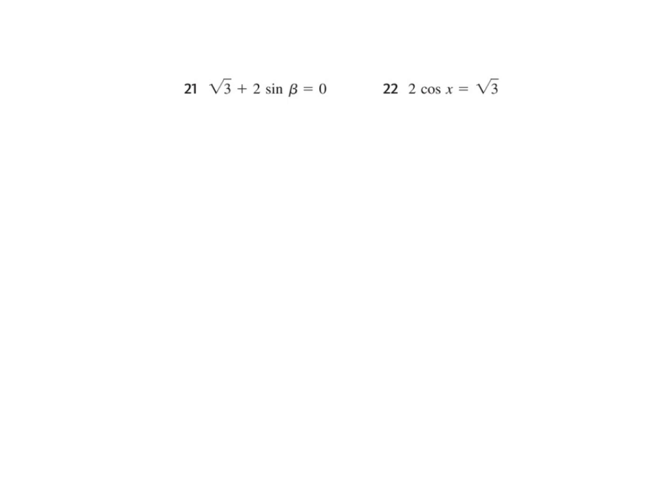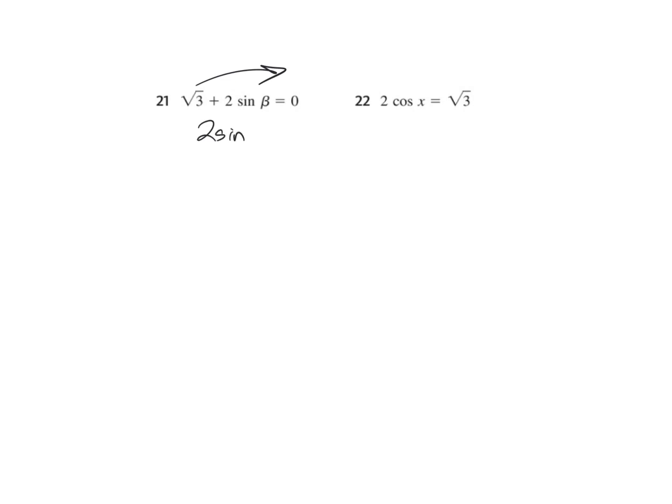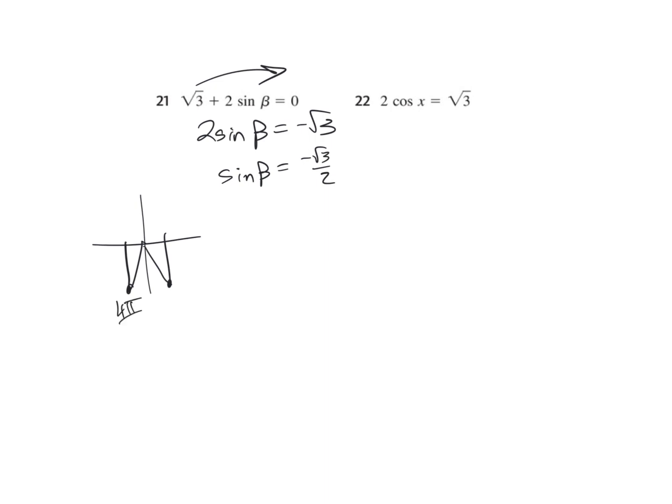All right, so now subtract the square root of 3. So 2 sine of beta is equal to negative square root of 3. Divide off the 2. Sine of beta is negative square root of 3 over 2. So the y is negative in the third and fourth quadrants, and square root of 3 is the long leg. So these are the values where y is the long leg, 4 pi over 3 and 5 pi over 3. So 4 pi over 3 plus 2 pi n, 5 pi over 3 plus 2 pi n.